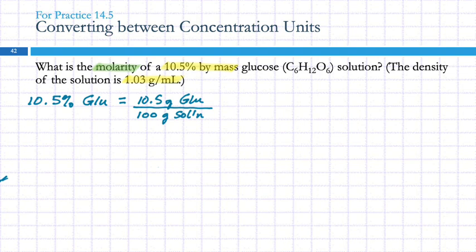And then the other thing they're giving us is the density, 1.03 grams per milliliter. And here they're a little clearer, and they're saying the density of the solution. So this is grams of solution for every milliliter of solution. Okay, so we wrote down what they gave us. Now let's write down what they're asking us for.